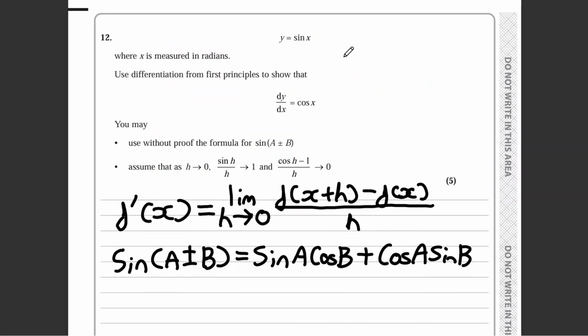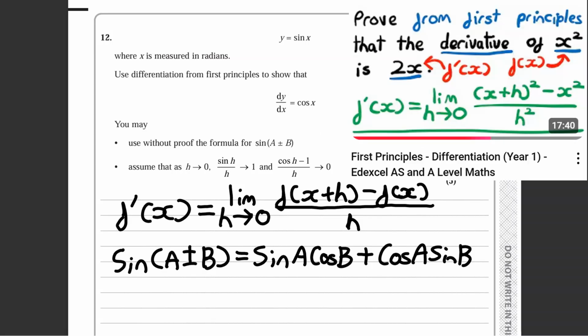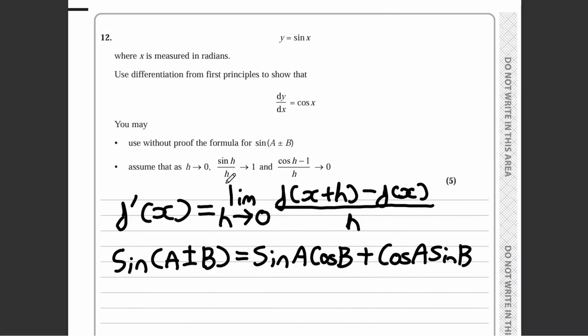Okay, so for question 12, we're told that y is equal to sin x, and we need to use differentiation from first principles to show that dy over dx is equal to cos x, and this is for 5 marks. So this is obviously a differentiation from first principles question. I've given you the formula for first principles, and I've given you the addition formula for sin of a plus b, because they're both given to you in the formula booklet.